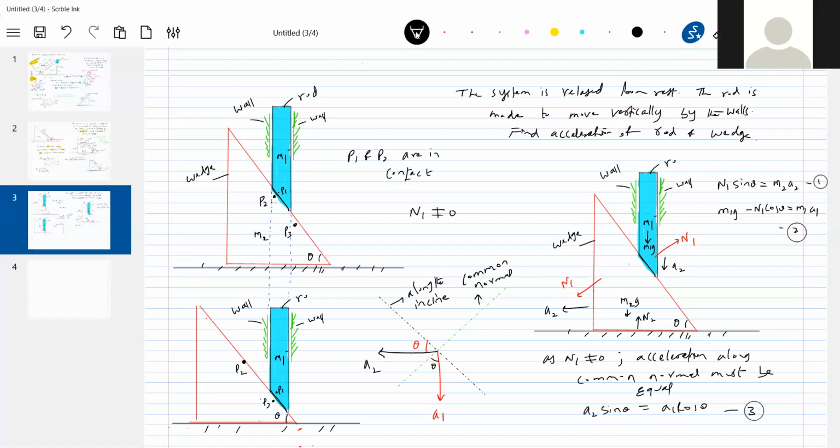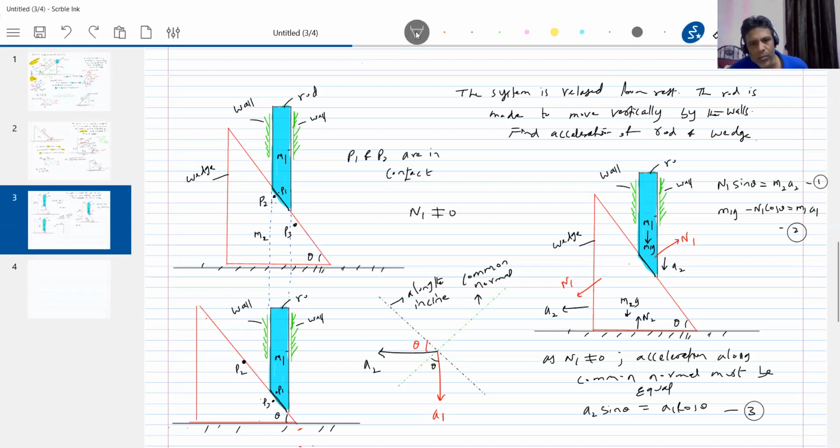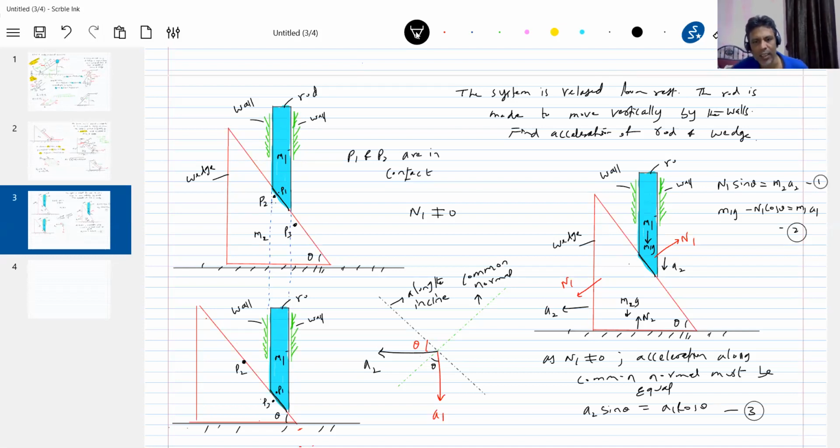Can you repeat the last statement? Acceleration along the common normal must be equal because the normal reaction is non-zero. N1 is non-zero, so there's a common normal. A2 cos theta is not equal to A1 sin theta because there's relative motion along the incline. Perpendicular to the incline, there's no relative motion. So therefore the accelerations must be equal.